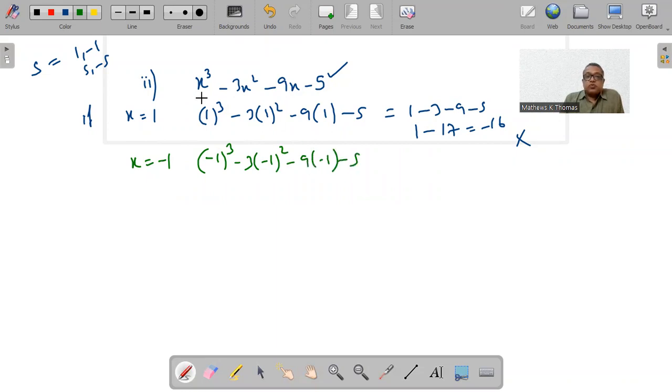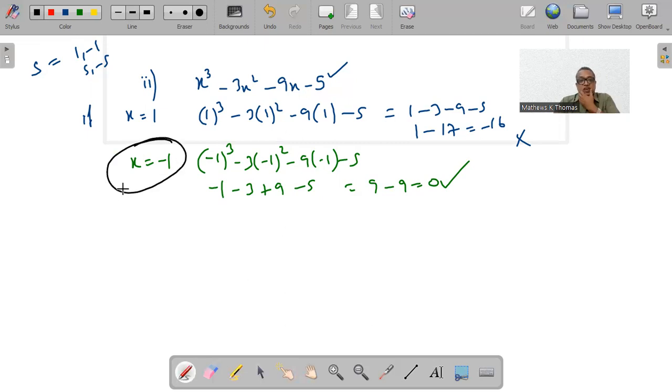So wherever there was x, I am putting negative 1. So this is minus 1. Minus 1 whole square is 1. 1 into minus 3, you will get minus 3. Minus 9 into minus 1, you will get positive 9, minus 5. So here we are getting 9 minus 9, that is coming 0. So I have got 0 in the second step. I have to keep repeating this till I get 0, at least once. So I am getting x as negative 1. If x is negative 1, I'll bring the negative 1 to the left. Therefore, x plus 1 is a factor, right?